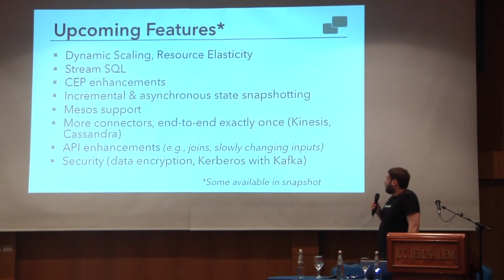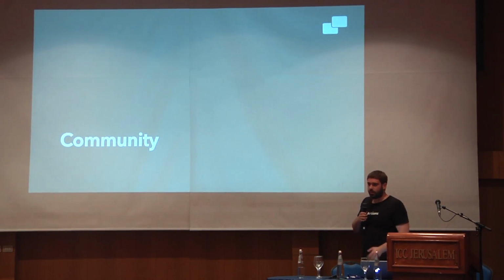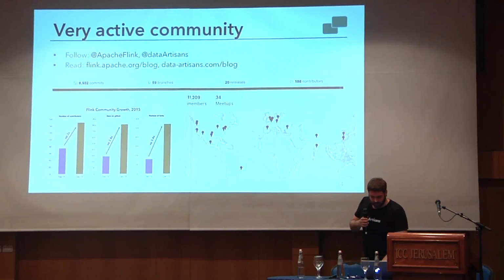Some of the upcoming features, some of them even available in Snapshot right now, that I hinted is exactly dynamic scaling and resource elasticity. The first version of SQL is in the master. It has most of the constructs for batch processing and simple stateless stream processing. We're working on adding windows to SQL for that. There's a CEP library to do this kind of complex event processing. Some work there. Lots of work on supporting things like Mesos, Kinesis, Cassandra, other databases, security, a lot more. So by now the Flink community is actually a pretty big community, which allows it to work on a lot of these issues concurrently.